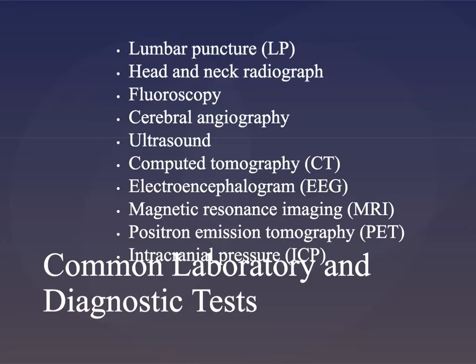Let's see. EEGs check the brain electrical conductivity. MRIs are magnetic resonance imaging, using magnetic fields to show the tissue composition. PET scans are like a CT and MRI, but a radioisotope is used, and that gives you an idea of what physiological functions are going on.